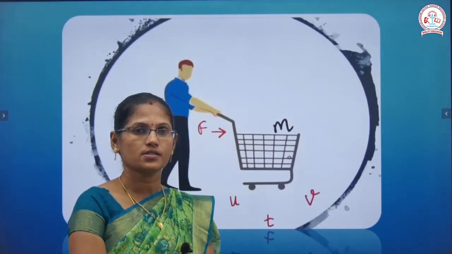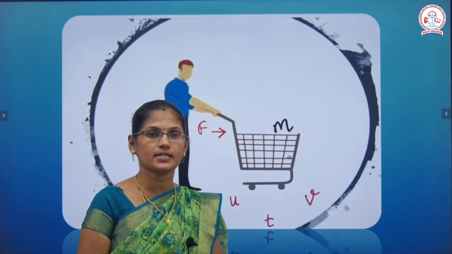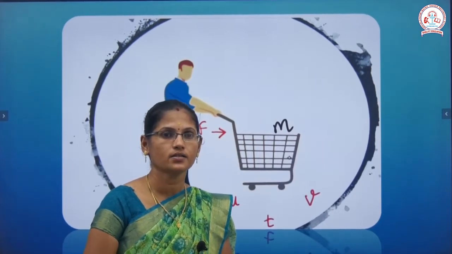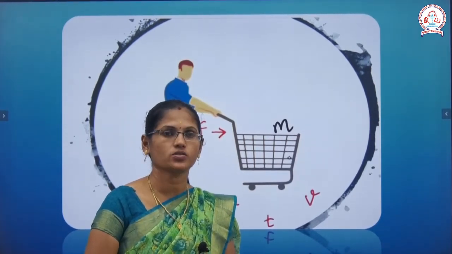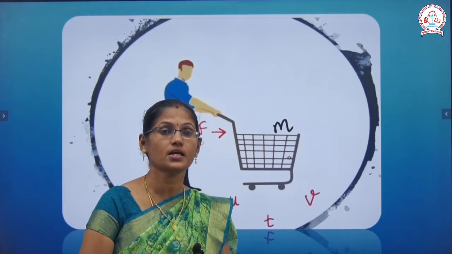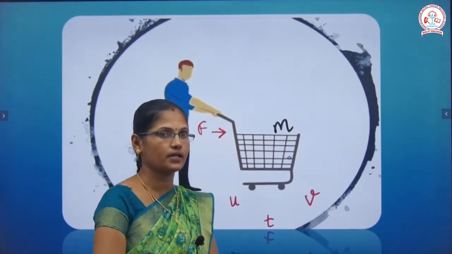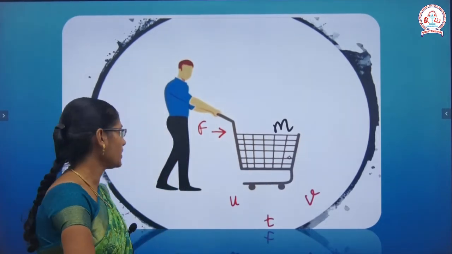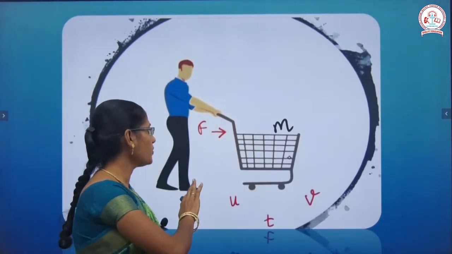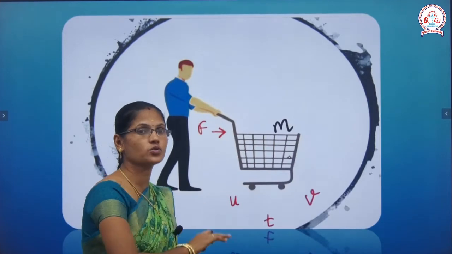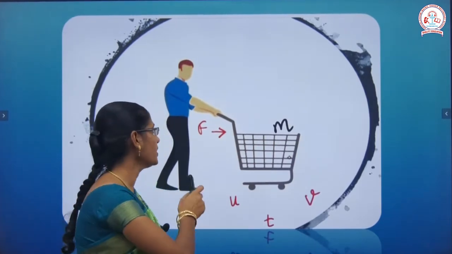See the example, you have to understand it easily. One person moves a basket. What is the motive of this derivation? We have to find the force. See this example, it will be easy to understand. When a person moves a basket, he is giving a force. So we have to find F.